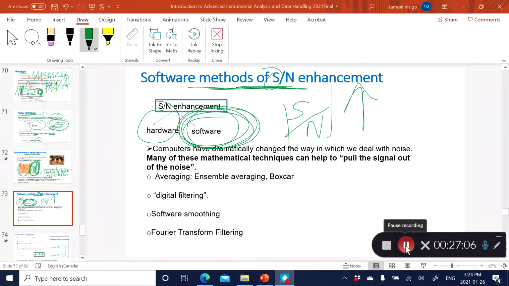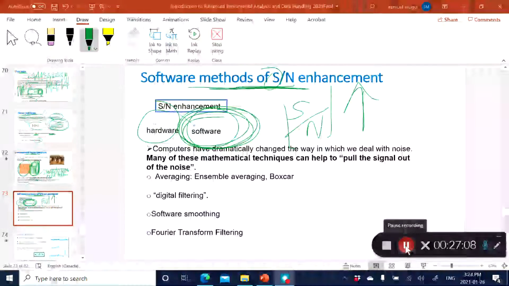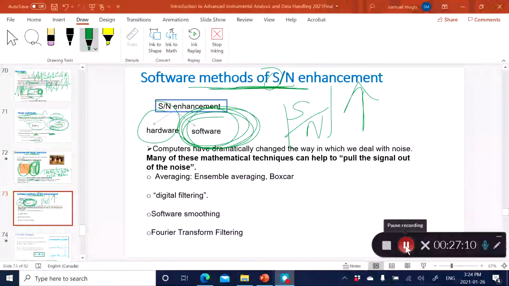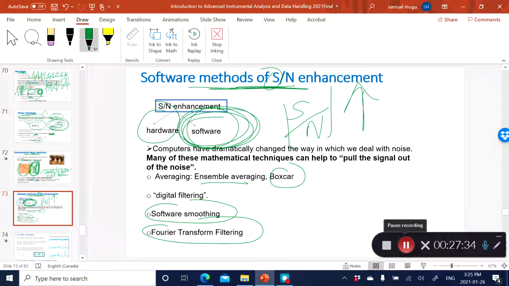So there are 4 different types of software smoothing methods that are used to improve signal to noise. One method is so-called ensemble averaging. The other method is called boxcar. You also have polynomial data smoothing, and there are different variations of doing that. There's also what you refer to as Fourier transform filtering, and so on. And so we're going to talk about each one of them in the next slides.